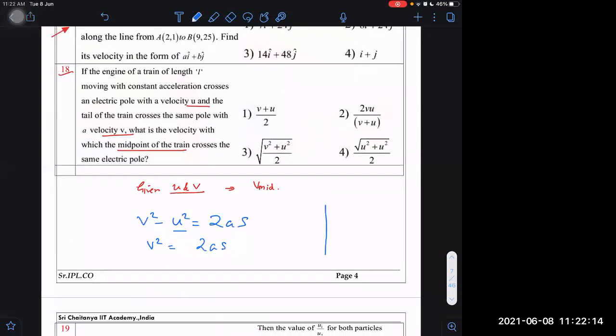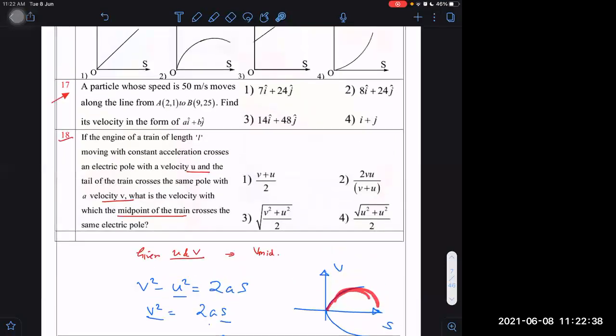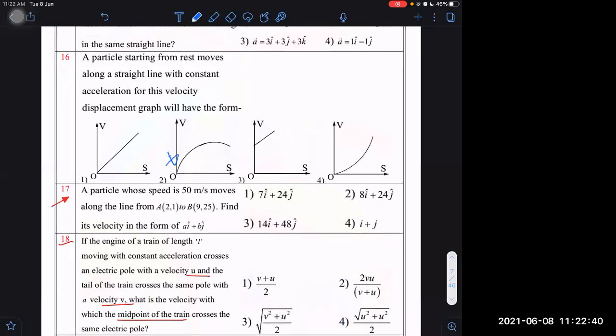Then the graph is a parabola. Which side parabola? Upside or downside? S will always remain positive here if A is positive. If A is positive, S will always remain positive, then the graph will be like this. The total parabola graph will be like this, a right side parabola. But unfortunately, in the second graph, they are giving it curving downwards, which is wrong. So I have to reject the second one.